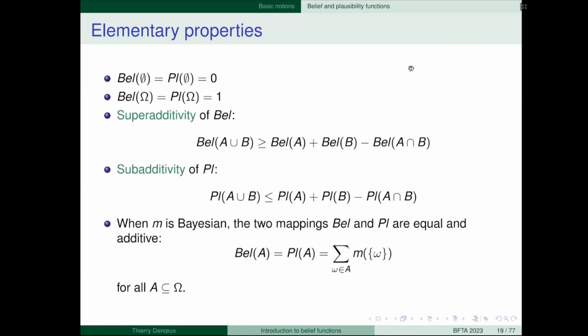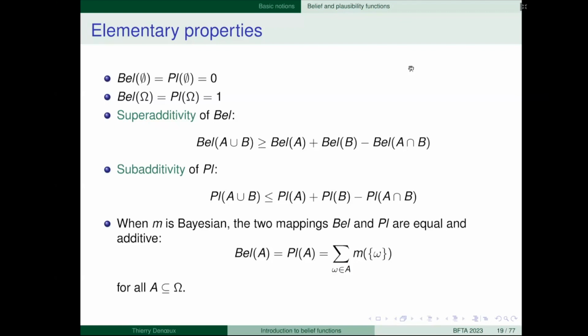Here are some elementary properties. As I said, Bel of the empty set is always equal to Pl of the empty set, it is 0. Bel of omega is equal to Pl of omega, it is 1. Then the Bel function is superadditive, meaning that Bel of A union B is always larger than or equal to Bel of A plus Bel of B minus Bel of A intersection B. With a probability measure, you would have an equal sign. So you see here the constraint is weaker; we somehow relax the constraint of probability theory. The plausibility measure is subadditive, and here we have these inequalities.